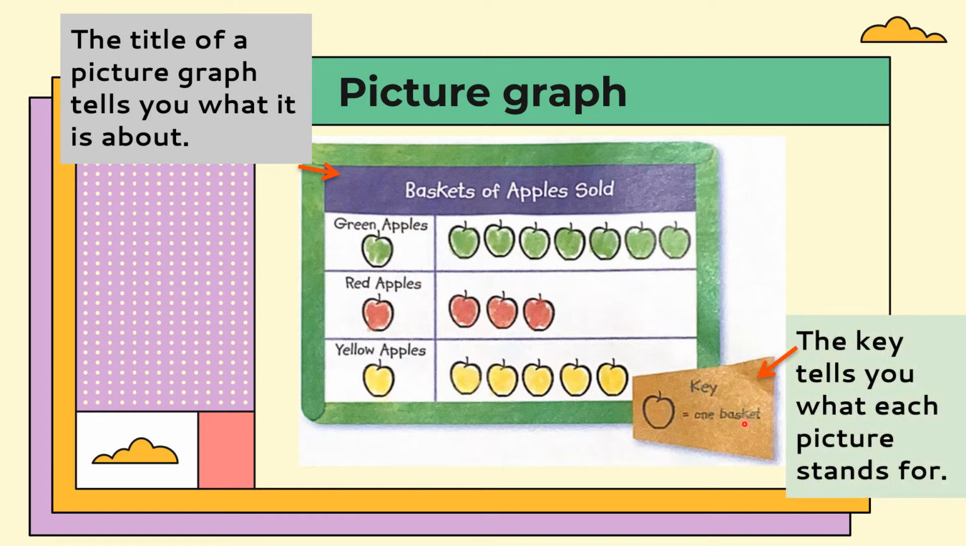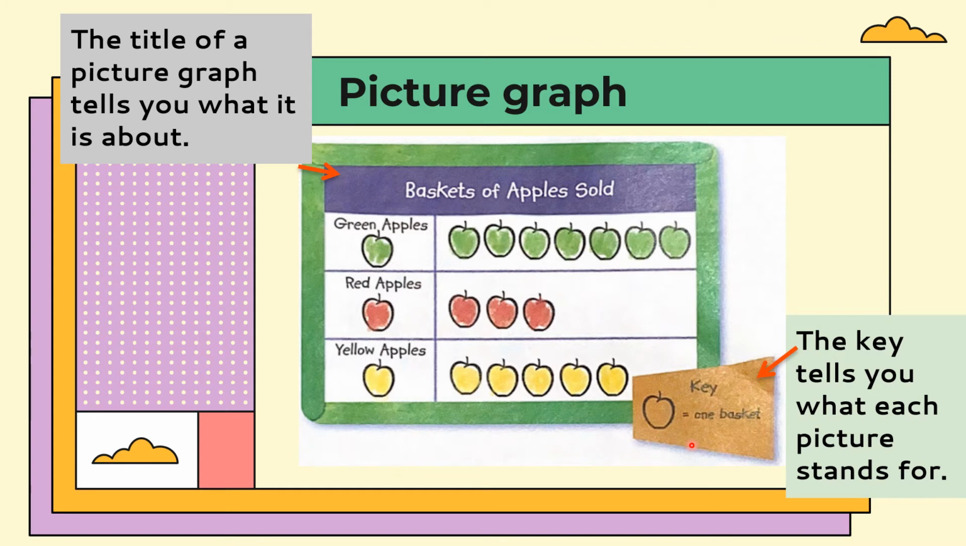Then you can see we have a key here. Now, if you do not have a key, how would you know what each apple represents here? I can say maybe this one apple represents half of the apple, or maybe I can say this one apple represents 6 apples in actual. But I should make sure that I have a key, because in a picture graph we use pictures to show information. So you should always have a key, or you will always find a key next to the picture graph to describe what each picture on the picture graph represents.